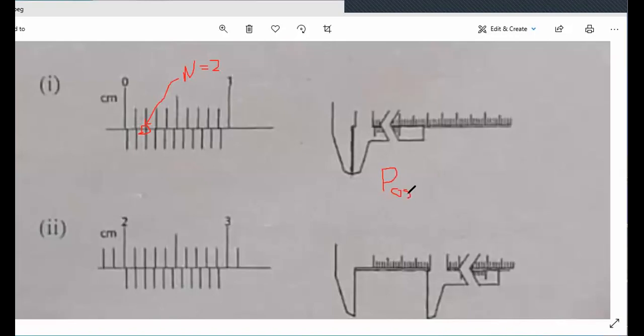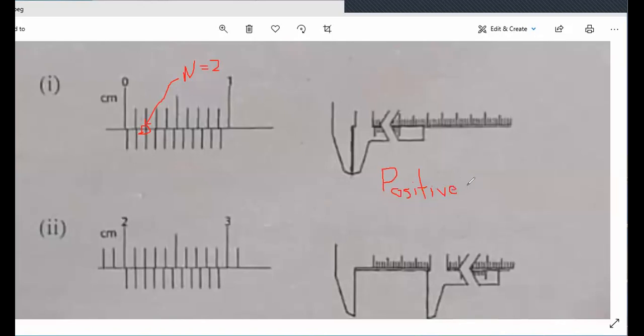So please write, the first figure shows a positive zero error. Good. You can write in point form. After that, let's fill the table and do the things.